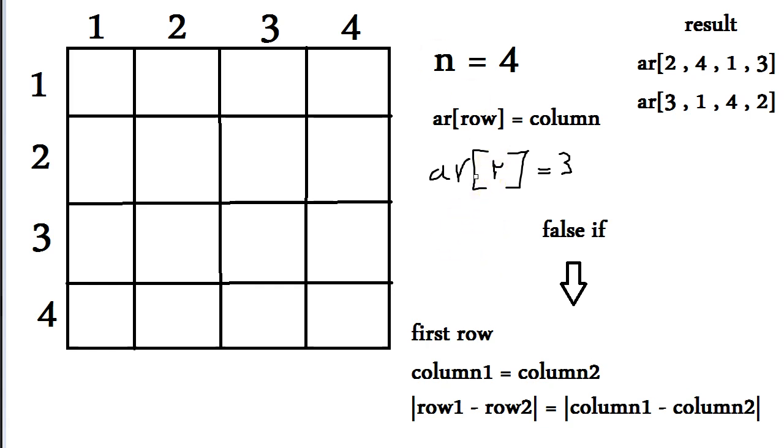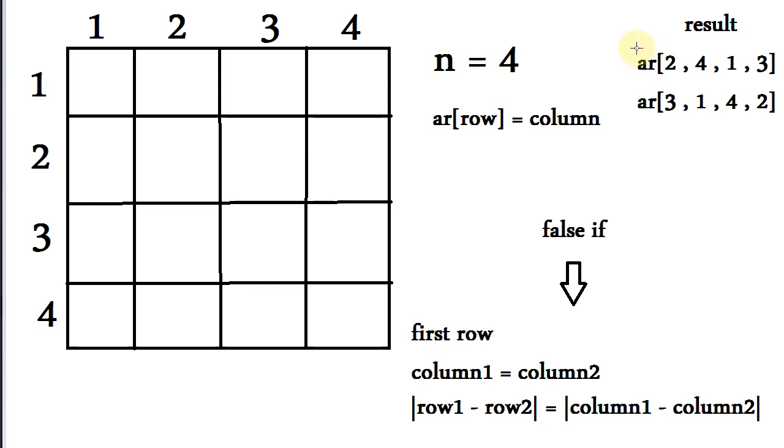Let me put the indexes here. So yeah, our index is 2, data is 3. That means on the second row, on the third column, we placed a queen. That's the way we are going to represent it.